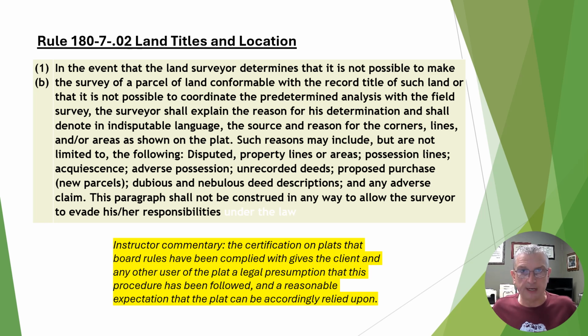So let's back up and look at that just a little bit closer. When it's not possible to say everything matches up perfectly and we're good with it, then we still have to make a determination. We still have to set a corner. We still have to make a decision. But we explain in indisputable language. Now, I didn't make that term up, but that would mean that nobody can dispute what you meant. It doesn't mean that there's not going to be a property dispute. It just means that nobody can dispute your language.